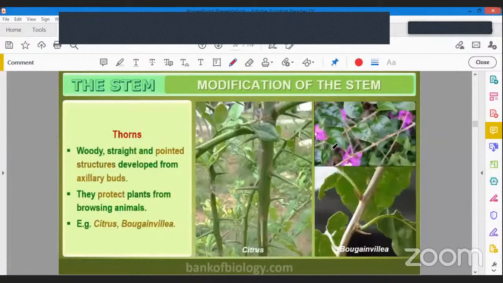Done. So we go to the next one, thorns. Thorns are woody, straight, and pointed structures which develop from the axillary buds again. So they protect plants from browsing animals. Browsing animals means grazing animals. Examples like goat, sheep, and all that. Okay. Citrus and bougainvillea.